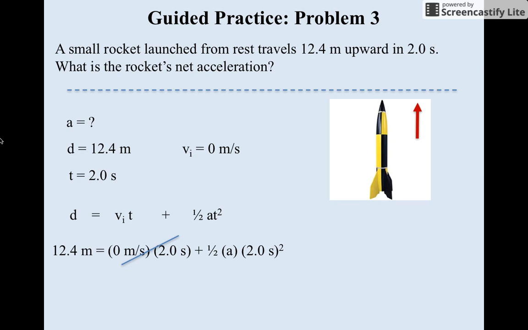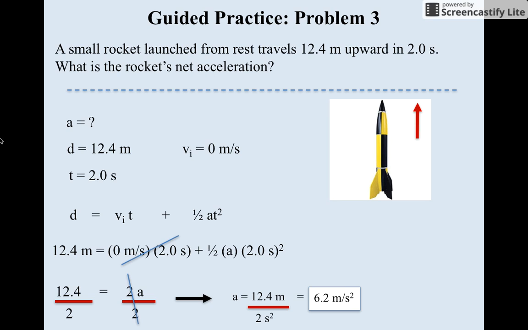When I do the math here, I know that 0 times anything is 0, so that 0 times 2 term goes away. And so I'm left with 12.4 equals 1/2 times a times 2 squared. Well, 2 squared is 4, and 4 divided by 2 is 2. So 12.4 equals 2a. I'm going to divide each side by 2 so that I can get my acceleration by itself. And that gives me a net acceleration of 6.2 meters per second squared.